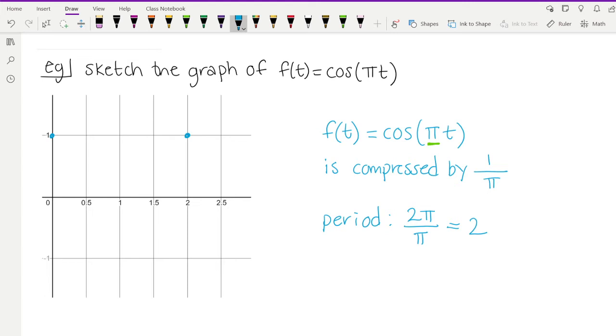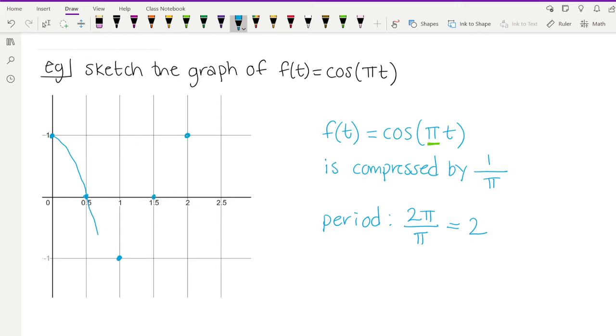And then the shape of cosine, it goes down and then comes back up. So it goes down to its minimum point halfway between the two maximum points. And then halfway between each of those, we have the horizontal intercepts. And then we can just fill in the rest of the shape.